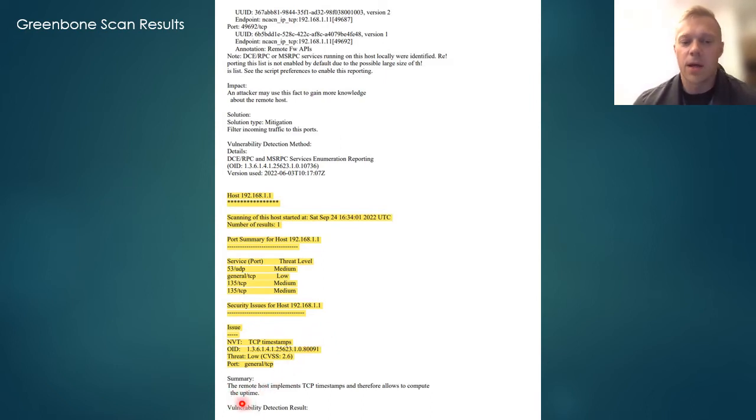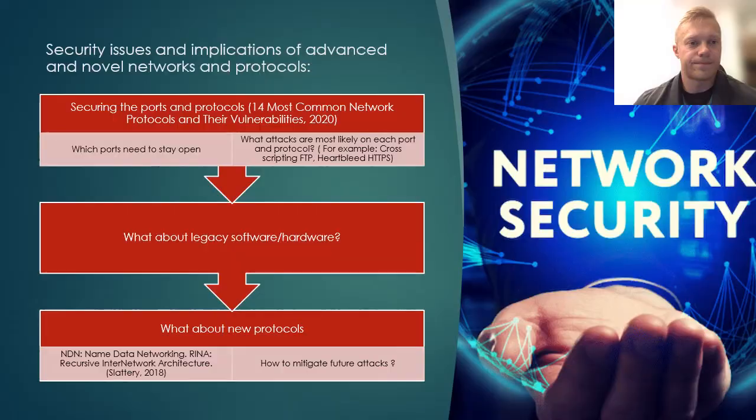It's kind of interesting. The remote host implements TCP timestamps and therefore allows a computer to record uptime. Essentially, they can take a look at the uptime of the firewall, and it could be utilized as a way to see when the firewall is down. So the Greenbone scan gives us a lot of results.